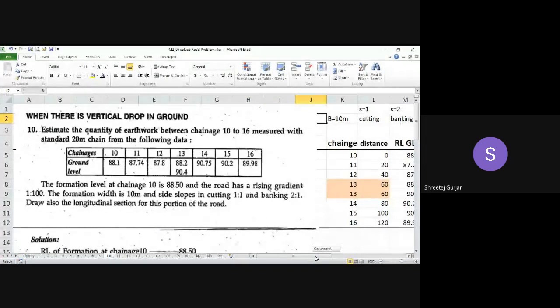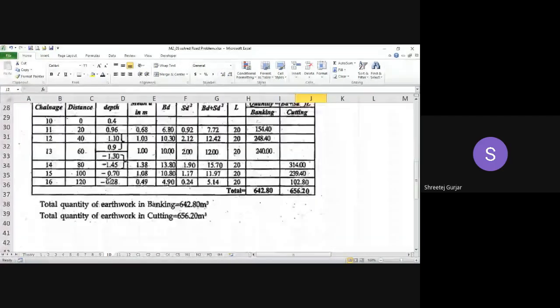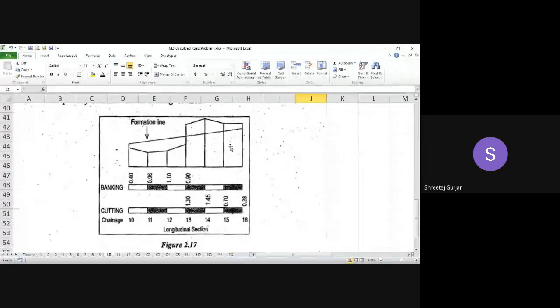Next, draw also the longitudinal section of this portion of the road. If you have been told to draw the longitudinal section, you can draw it in this form. You have to draw a formation line. First I have to draw this baseline. Mark points at equal distances. Then mention chainage number 10, 11, 12, 13, 14, 15, 16. Mention those chainages below.